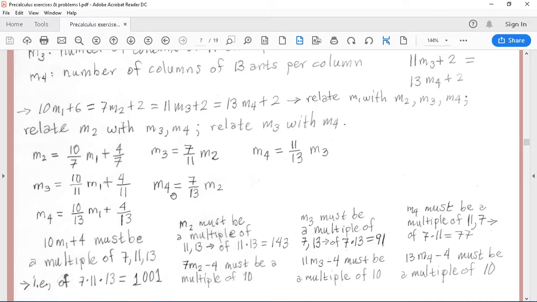Okay, now relating M3 and M4 with M2, we have then that if you use these two, you cancel out the 2's, and you know that M3 is 7/11ths of M2. The 2's cancel out, and you know that M4 is 7/13ths of M2. And if you use these two, then you cancel out the 2's, and you're left with M4 equals 11/13ths of M3.